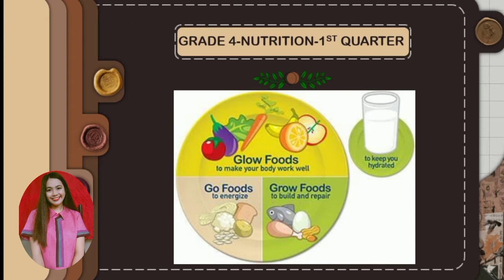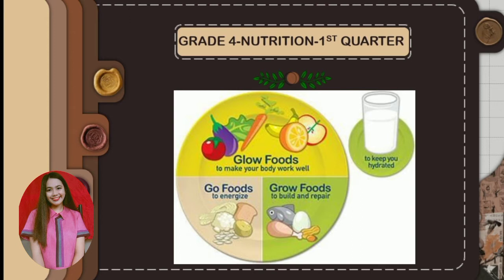The next is the Glow foods. The Glow foods contain the vegetables and the fruits, group foods that supply the body with vitamins and minerals to keep the body healthy and functioning properly. The children learn that Glow foods means make my hair shine and eyes sparkle.